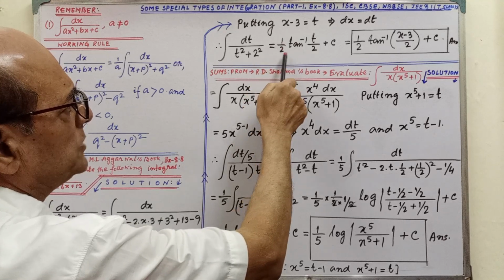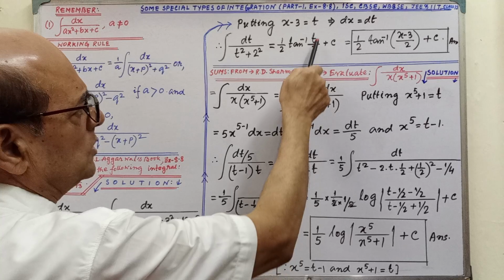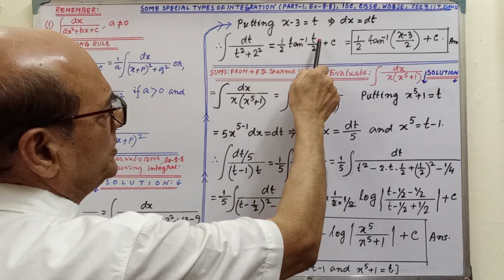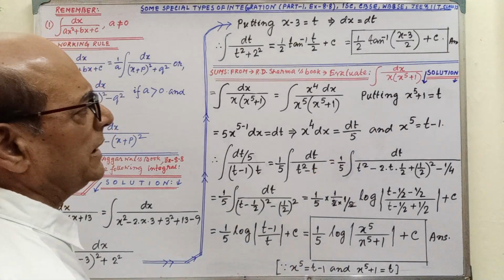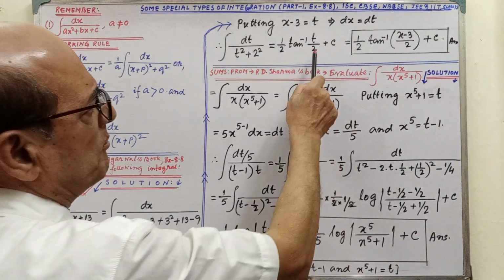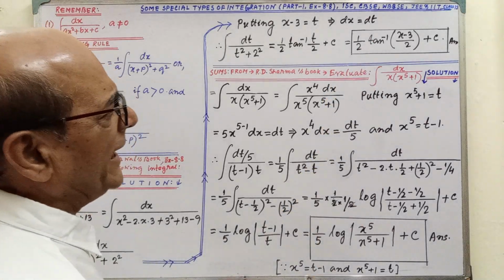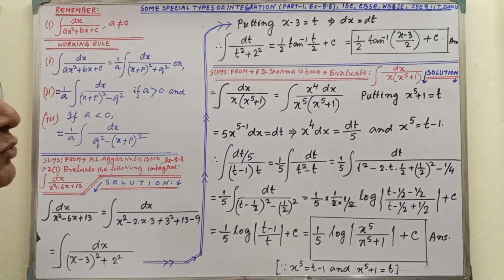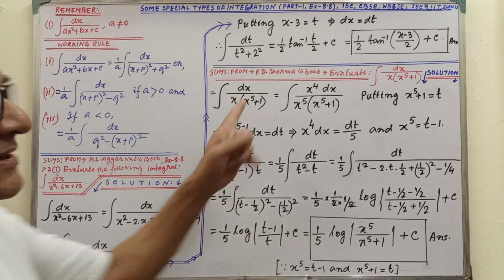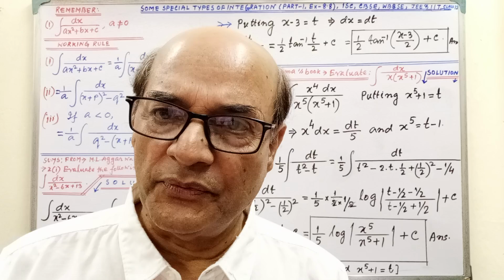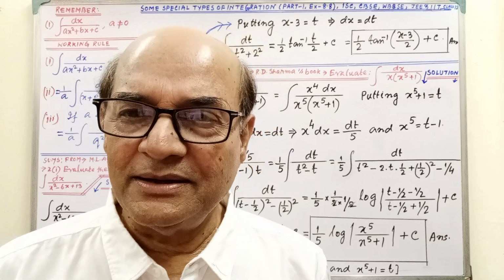This is why 1 by 2 tan inverse t by 2. Value of t, that is x minus 3. So in place of t we have to put the value, that is x minus 3 by 2. So naturally the answer will be half tan inverse x minus 3 by 2 plus c. This is the answer. If you follow that step and if you remember the formula, then easily it will be clear.